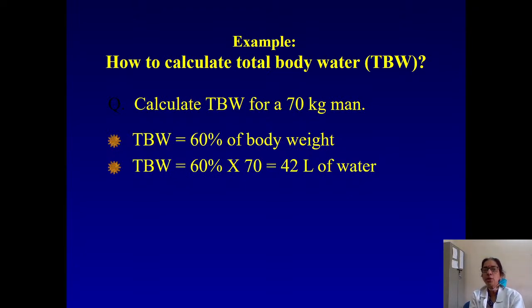If it is 42 liters of water, extracellular fluid is 1/3 and intracellular fluid is 2/3. So 1/3 of 42 is 14 liters, which will be your extracellular fluid, and 28 liters will be your intracellular fluid. Intracellular fluid is double the amount of extracellular fluid.